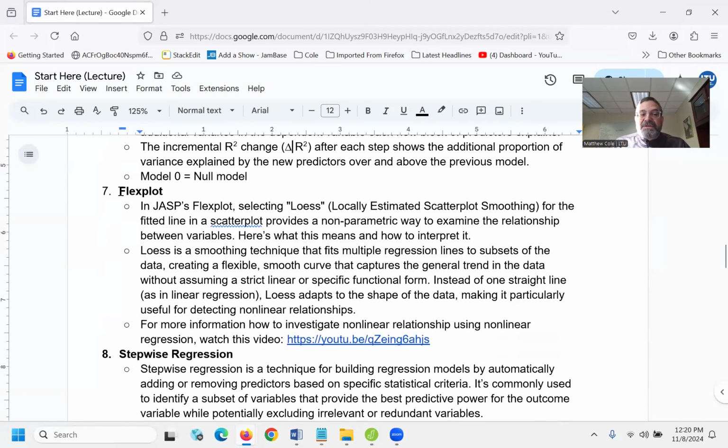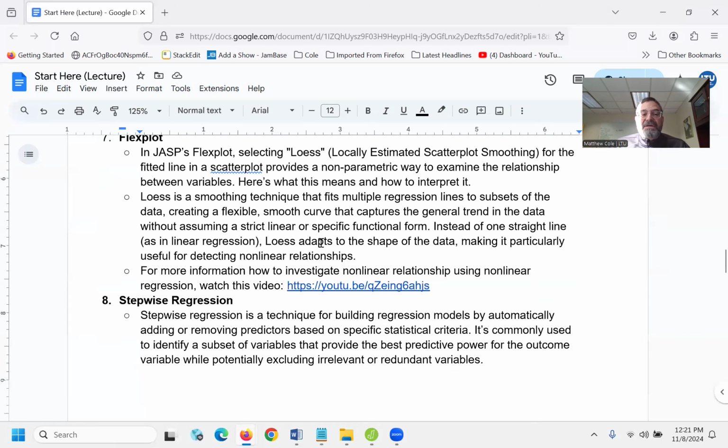Some other terminology: I'm going to teach you about FlexPlot. You've already practiced generating that, I believe, in part 1. Fitting the best fit line in a regression is going to be a linear, a straight line. With FlexPlot in JASP, we can use a little more sophistication, a type of best fit line that is called locally estimated scatterplot smoothing, or LOESS. And we'll see what that looks like in our example.